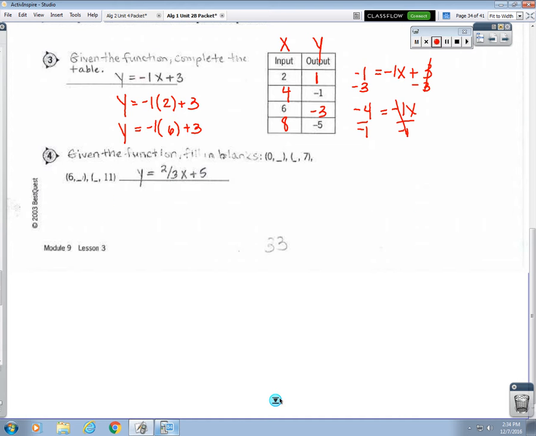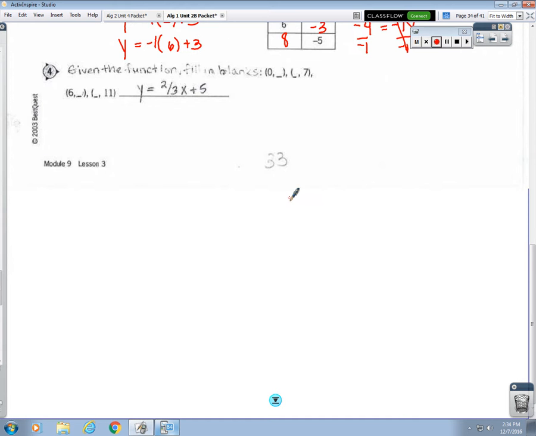Okay, number 4. Let's continue. This time we're doing the exact same thing, but instead of a table to represent the relation, they just gave you a list of ordered pairs. So in this first ordered pair, what value did they give you, the x or the y? The x. So doesn't that mean we can just take this equation, but instead of x, we can fill it with a 0? And now just type that in and you'll know what goes with it. 5. Because 2/3 times 0 is 0. 0 plus 5 is 5.